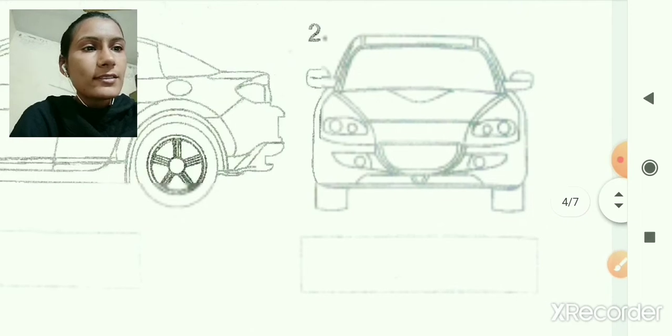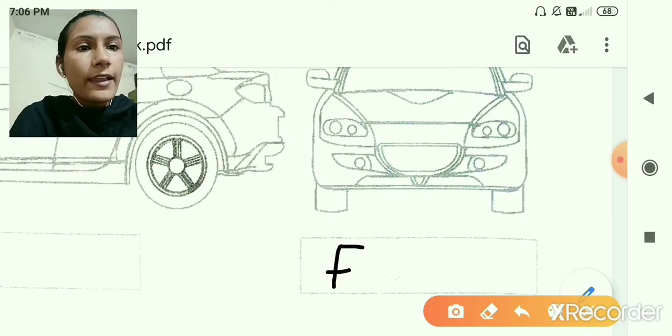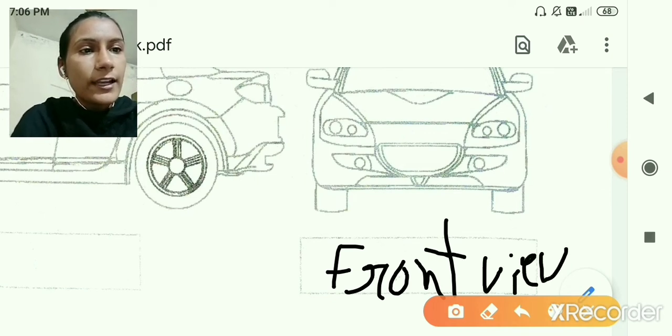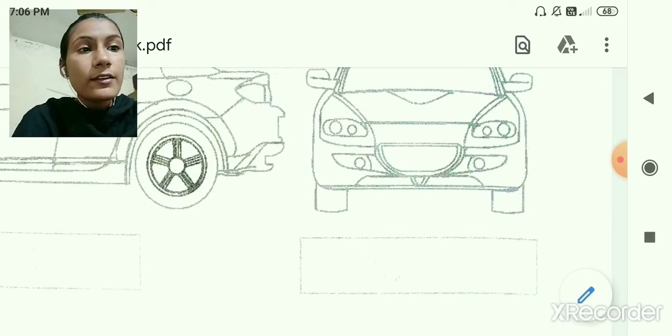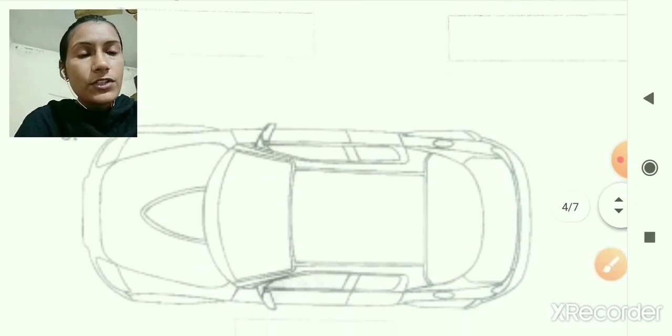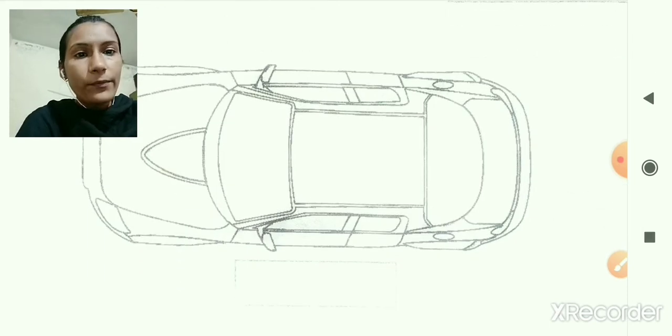Here you can see this second example. Which view is this? This is the front view of the car. So here write the spelling of front, F-R-O-N-T V-I-E-W. So write here front view in your workbook. Then the third one, which view is this? This is the top view of the car. So here you can write top view.